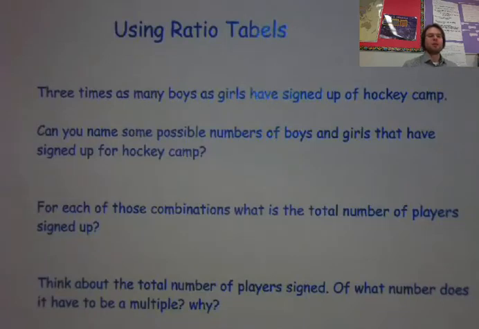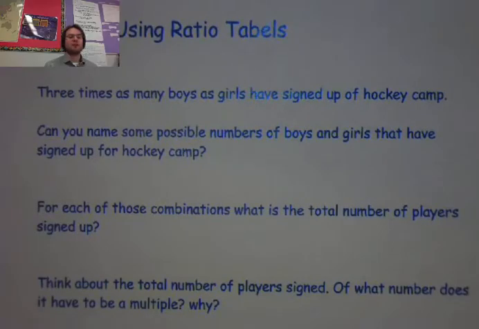Hello, today we're going to learn about using tables to help us with solving ratio problems. But to start off, I have a little warm-up for us. It says, 3 times as many boys as girls have signed up for a hockey camp. Now, can you name some possible numbers of boys and girls that have signed up for hockey?